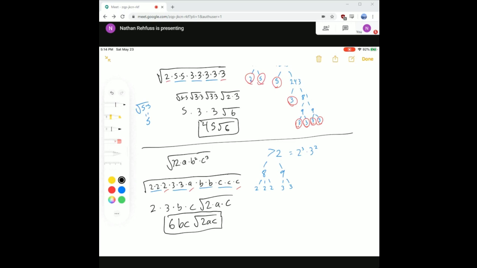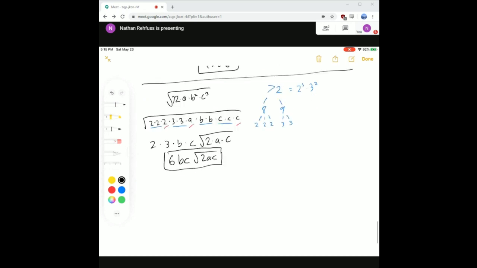All right. We have a few more things to do. I want to be able to add, subtract, multiply, and divide square roots. Before I do, I want to show you an analog to the product rule.